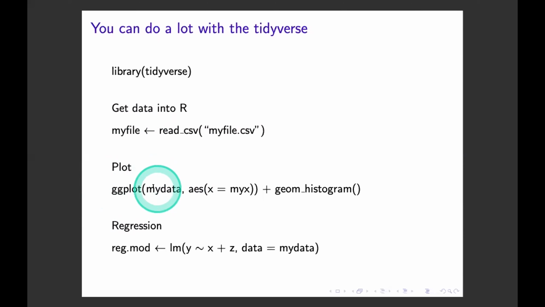So this is how the typical ggplot command works. This is the data. Then you say within this data set, which variable you want to plot and what kind of thing. So if you want a histogram. This is not related to the tidyverse.